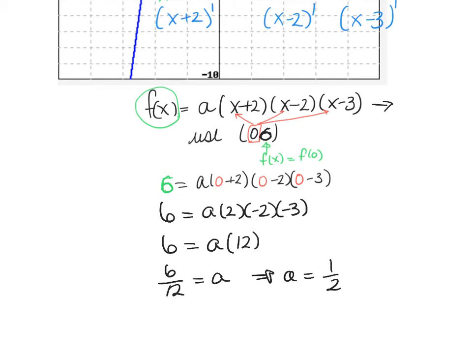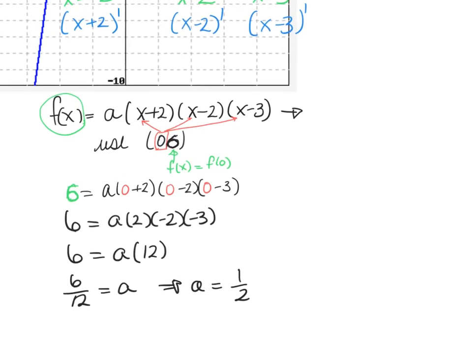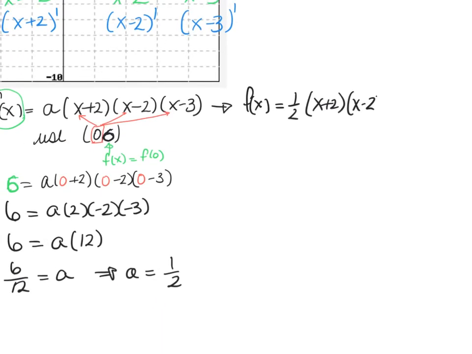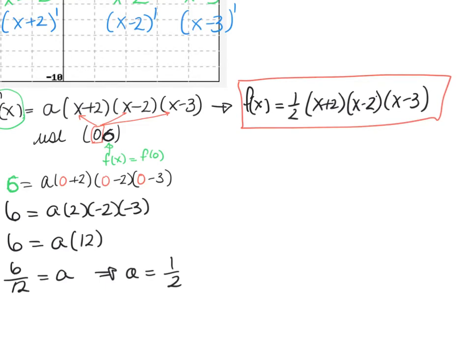So that tells me my function now is this. f of x is equal to 1/2 (x plus 2)(x minus 2)(x minus 3). And that is the polynomial that matches that graph.